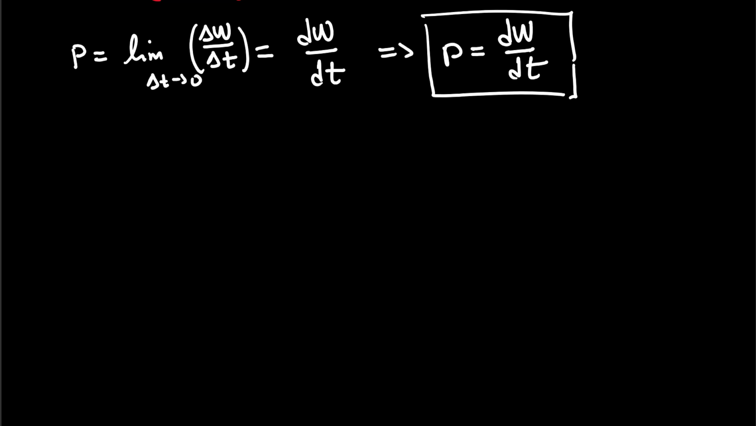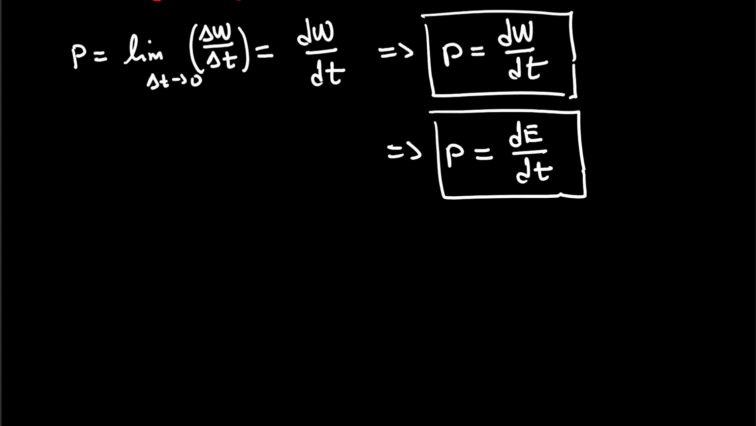Now, if you recall, work is the transfer of energy. This also implies that power can be defined as dE divided by dt, where dE represents the transfer of energy. As a matter of fact, power is the rate at which energy is transferred.